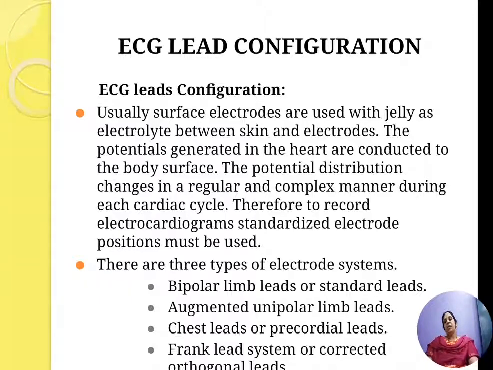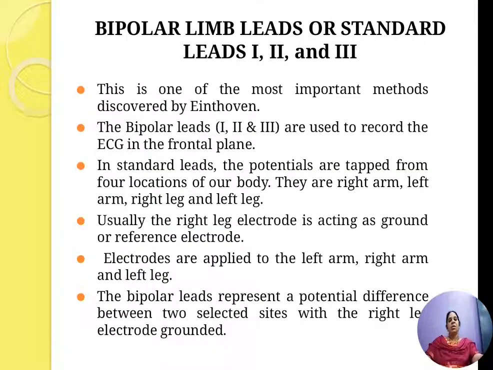Basically we are using 3 types of electrode systems. They are called ECG lead configurations. The bipolar limb leads or standard leads, augmented unipolar limb leads, chest leads or precordial leads, and the Frank lead system or corrected orthogonal leads.